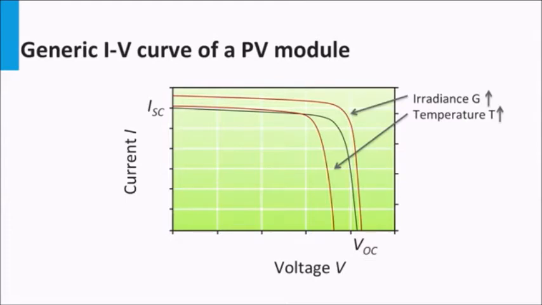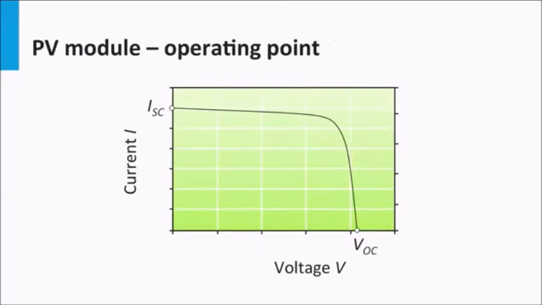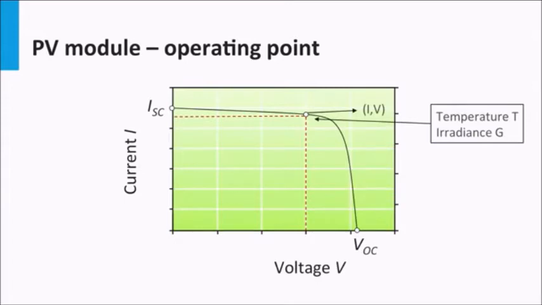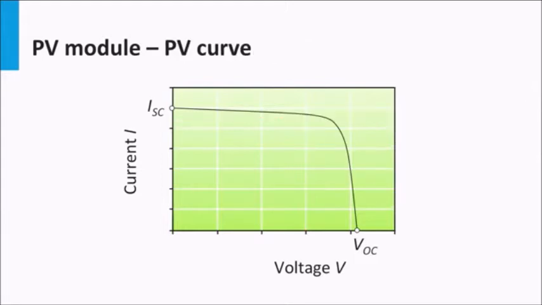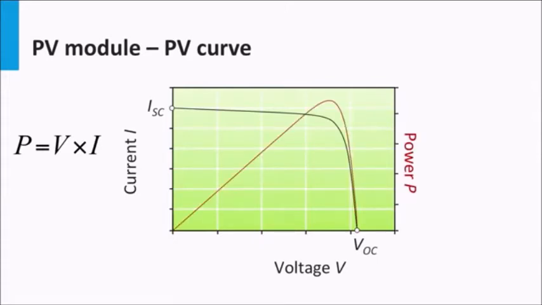Now, let's try to understand the concept of the operating point. At any given point in time, the solar module operates at a particular voltage and current. The point on the IV curve where the solar module operates is called the operating point. For a given irradiance and temperature, an operating point on the IV curve corresponds to a unique IV value. We know that power is voltage times current. If you draw the power voltage curve or the PV curve, it takes a form as shown. Of course, an operating point on the IV curve will also correspond to a unique operating point on the PV curve.